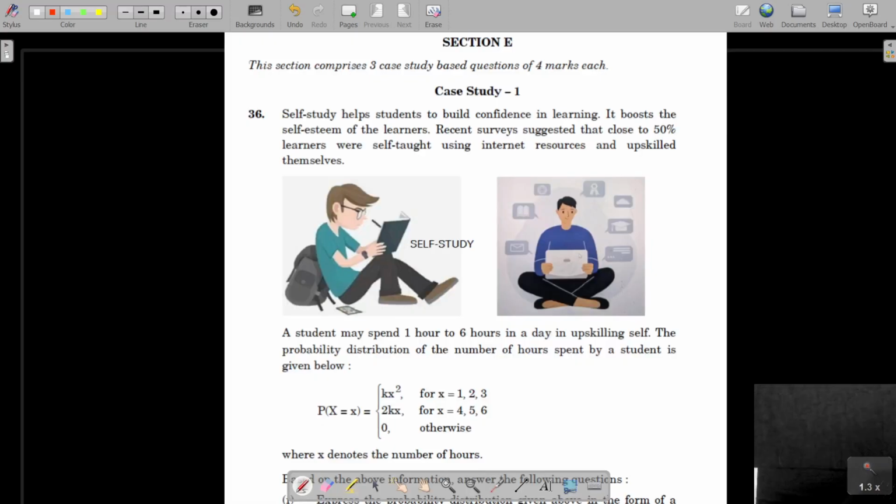Okay, for question number 36, which is a case study based question. It says that self study helps students to build confidence in learning. It boosts the self esteem of the learners, and recent surveys suggested that close to 50% of learners were self taught using internet resources and upskilled themselves. So these are the pictures showing the self study using books and internet resources.